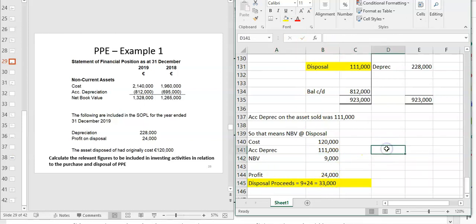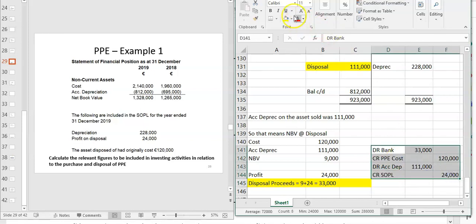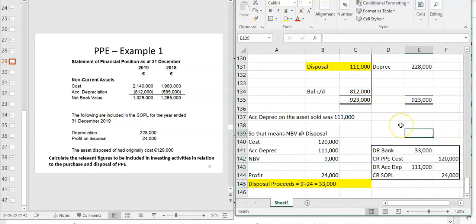Now you don't need to give it, but the debits and credits would have been: debit bank 33, credit PP cost 120, debit accumulated depreciation 111, and then credit SOPL 24. That's what the debits and credits would be. Now, if you can think like that, it really helps you in your adjustments in the statement of cash flow question.